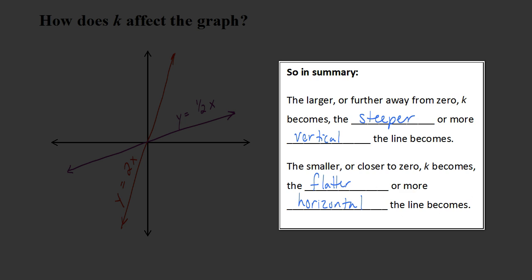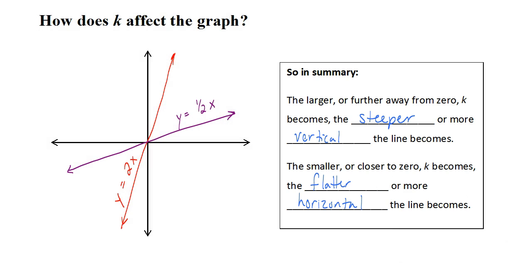So it's really important to understand this concept that the larger our value for k is, the steeper the line is going to be. The smaller our value for k is, the more horizontal the line is going to be. And also just remember that when k is negative, it causes that graph to flip, instead of being in quadrants 1 and 3, to be in quadrants 2 and 4.